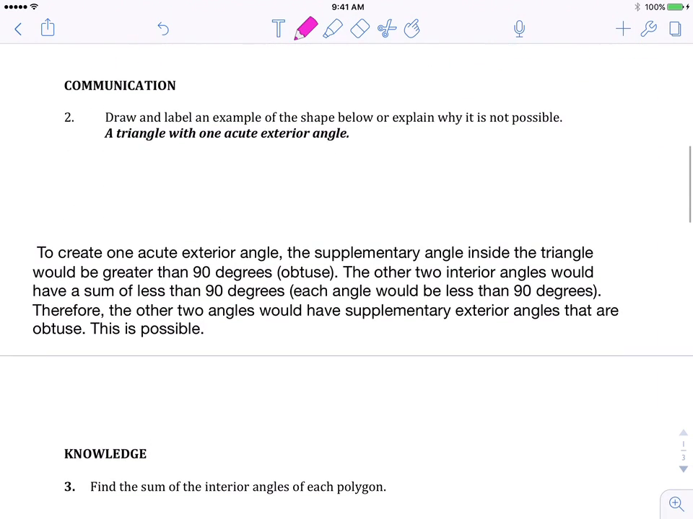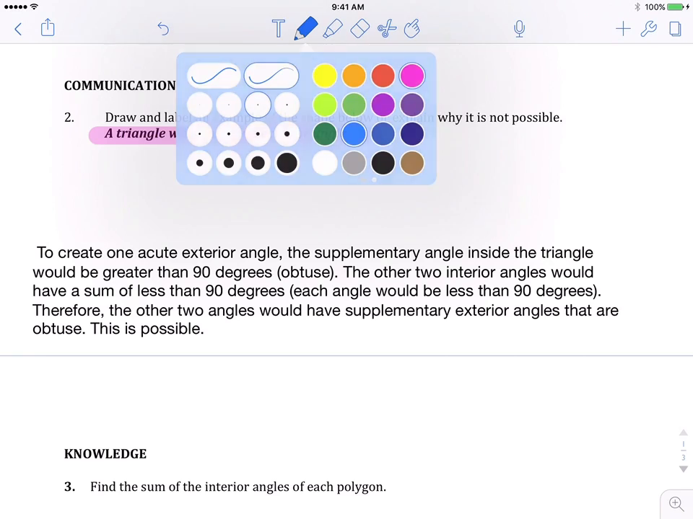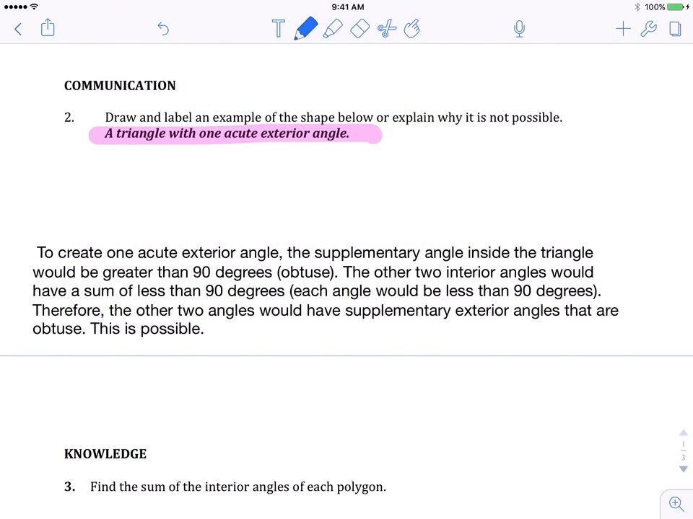All right, draw and label an example of the shape below or explain why it's not possible. So this is asking us to create a triangle with one acute exterior angle. An acute angle, in this case, means less than 90 degrees. So we can create an acute exterior angle. That would just mean that my interior angle has to be obtuse. So let's try this, and we'll do that.